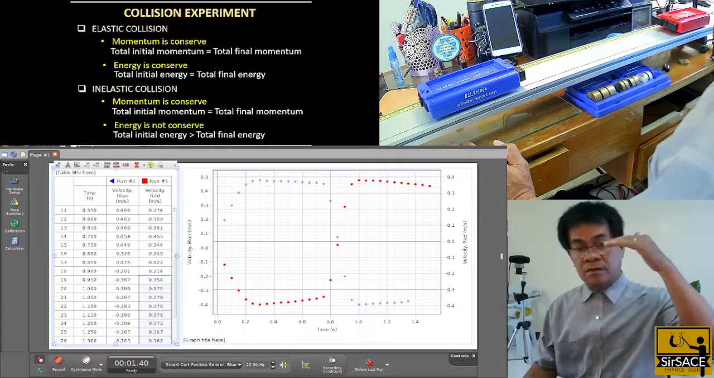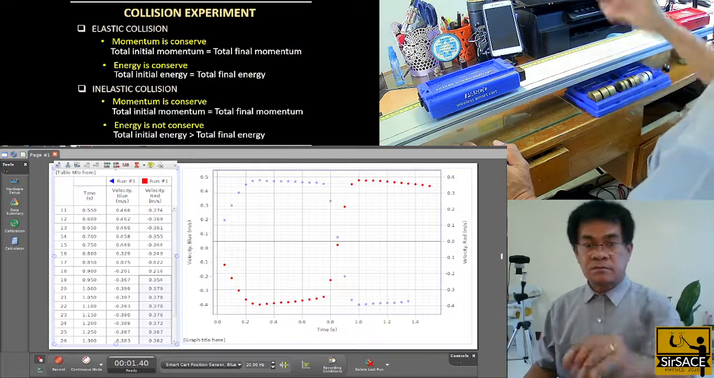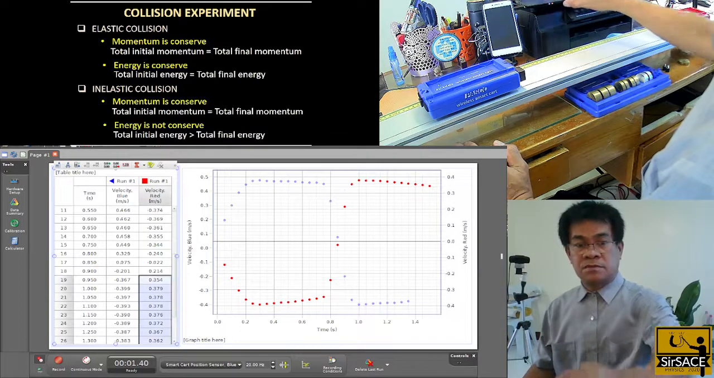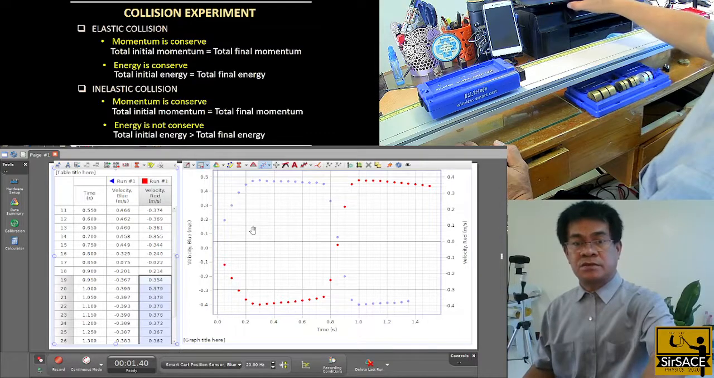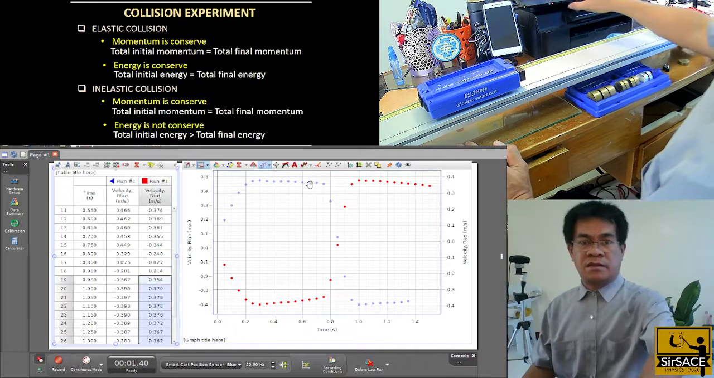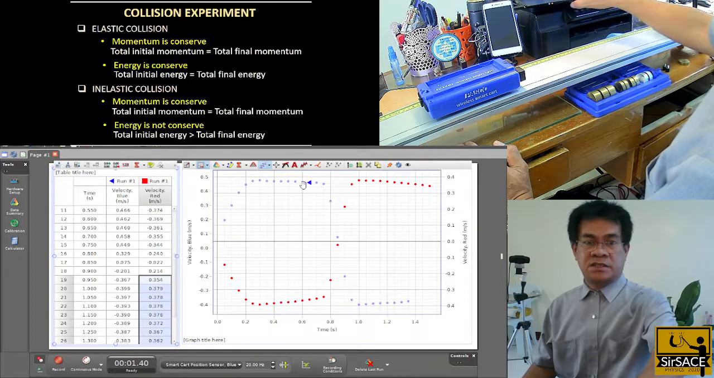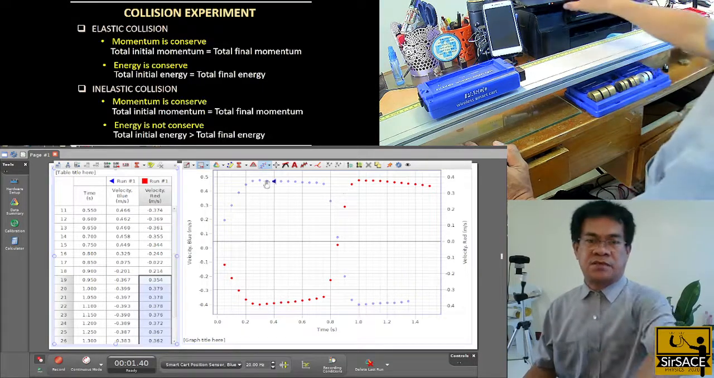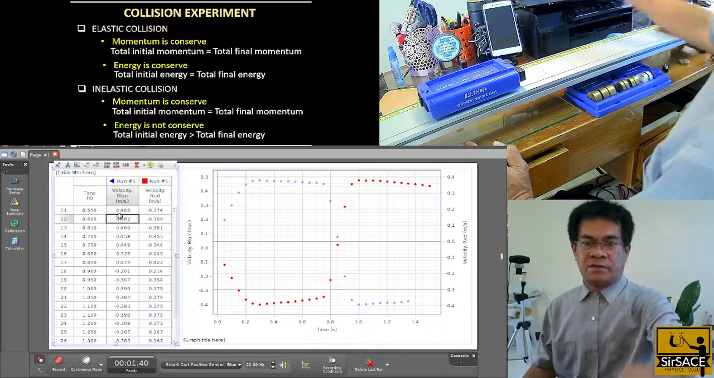If the motion of the particle is positive, then it should be above. So, for example, this is an example of the motion. Here we have the blue, which is positive. This will be the initial velocity of the blue cart. You have to take the average of this, and this is also the initial velocity of the red cart, which is negative. You can verify that using the table.